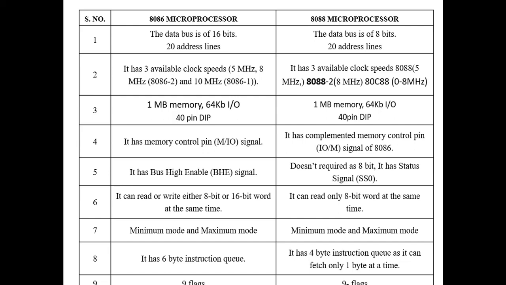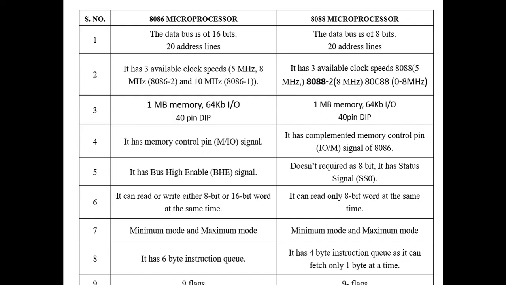Then both have 40 pin DIP. And the fourth point: in the case of 8086, the memory control pin is M or IO bar, but in the case of 8088, it has a complemented memory control pin, that is IO or M bar. And next is the BHE signal, which we have already seen in 8086, but the 8088 doesn't require BHE bar because it has only an 8-bit data bus. Instead of that, it has a status signal, that is SS0.